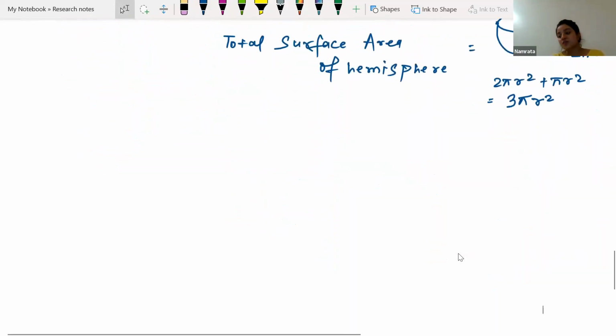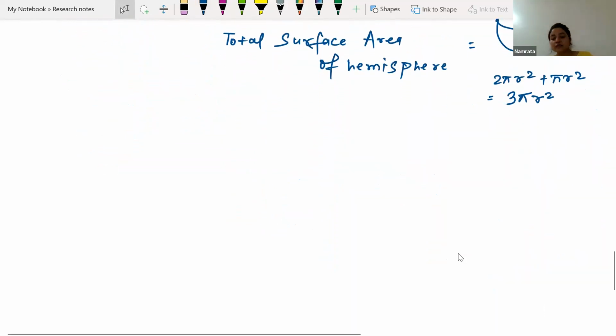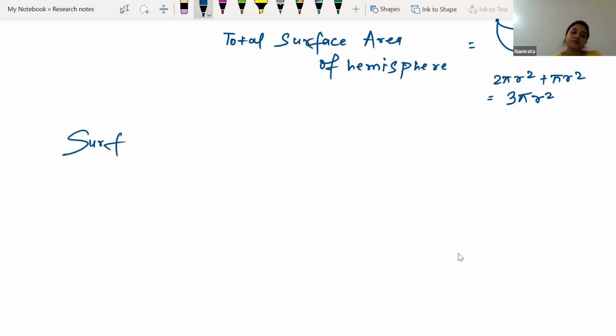So let's start with the very basic question, the first question. Let's see what exactly the first question says. Find the surface area of a sphere of radius. We just have to find the surface area of a sphere whose radius is given as 10.5 centimeter.